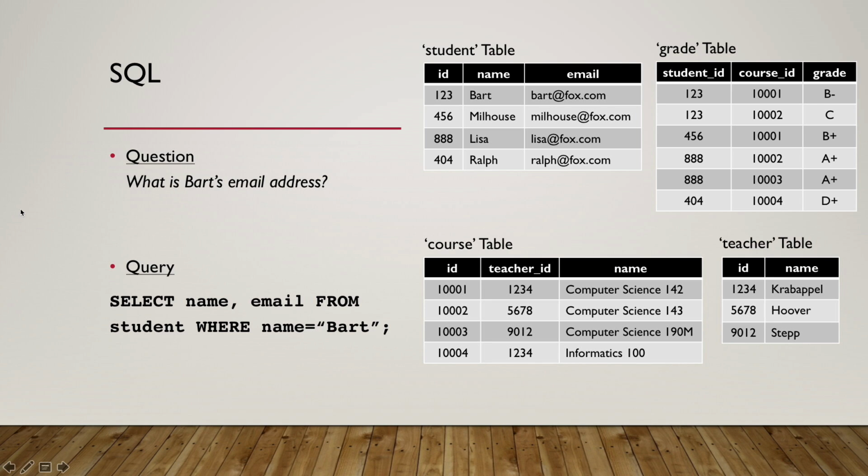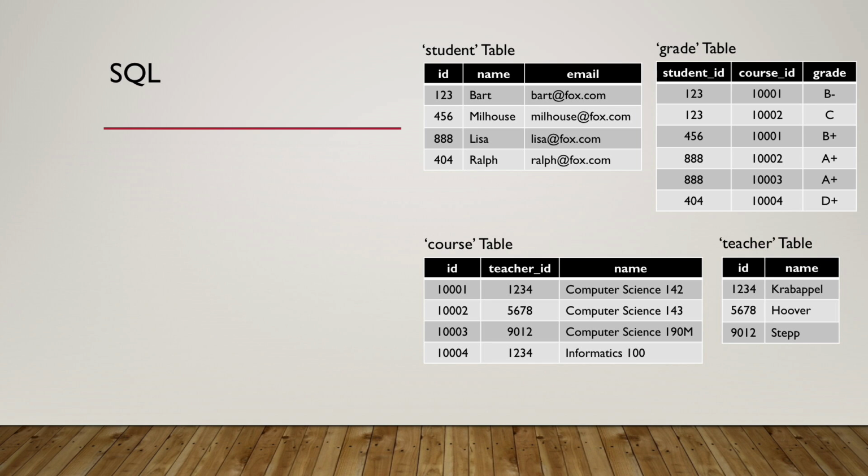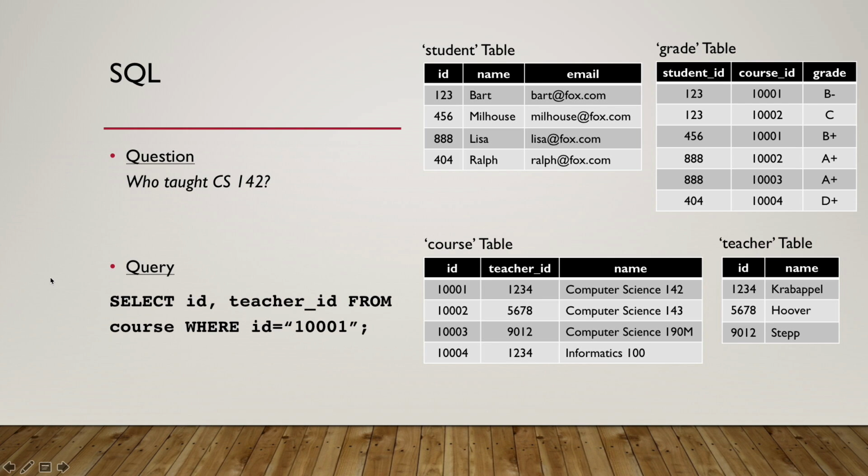Now let's think of another question that we could ask that would be similar to this. The question is a little more complex. Who taught CS142, so Computer Science 142? I want to know the teacher's name of who taught that. Well, I know that data is more or less in the course table. I have the name of the course here, and here's the teacher ID. So I could make the query like this. Select ID, comma, teacher ID from course, where ID equals 10,001. Now in this case, I also had to know that the ID of Computer Science 142 was in fact 10,001. So what is that going to give me back? Well, in fact, it'll give me back the teacher ID, 1234.